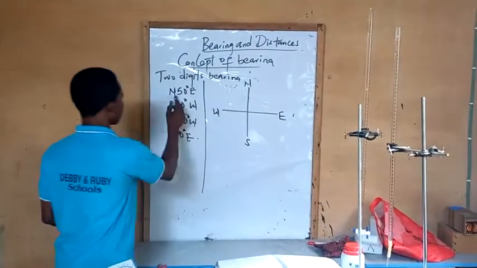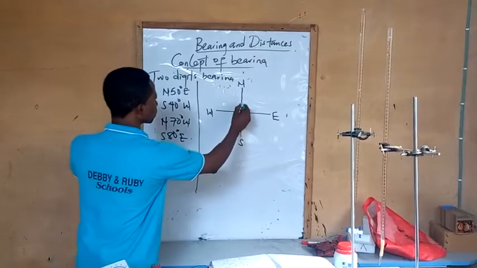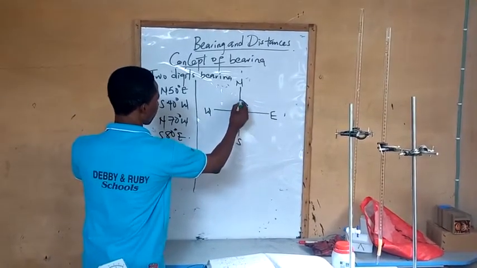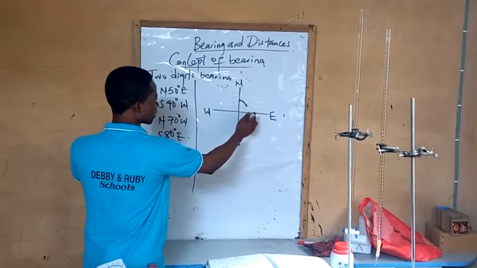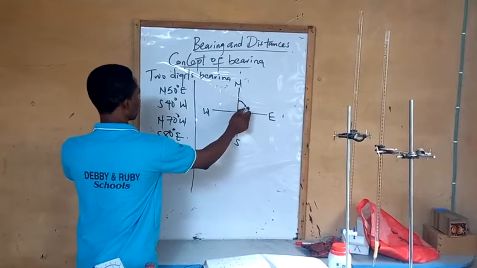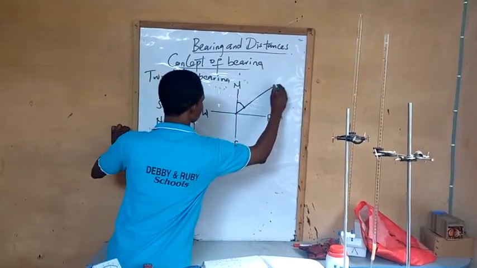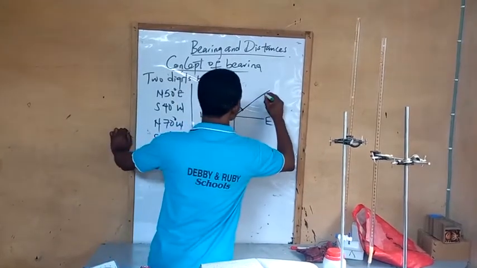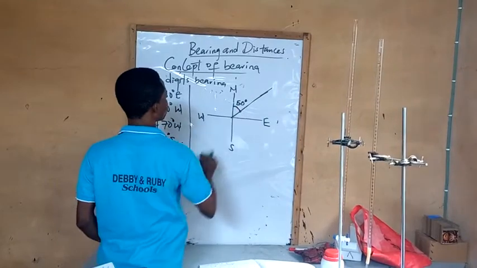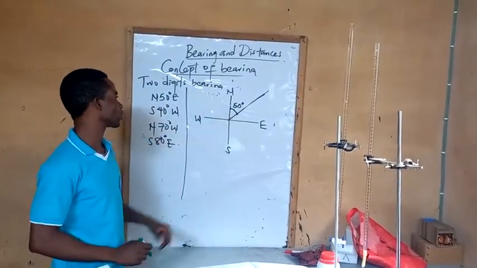Okay, like this first one, we have north 50 degree east. That means we start from north and it's coming to east. So I will stop around here because from here to here is 90, and this is 50. So north is coming to east, but it doesn't reach east. So this is our 50 degree. This is our north 50 degree east.